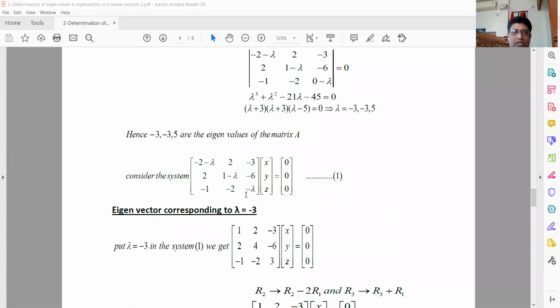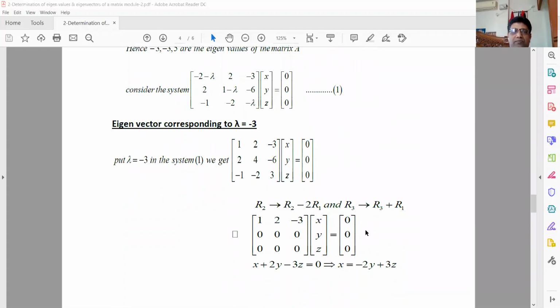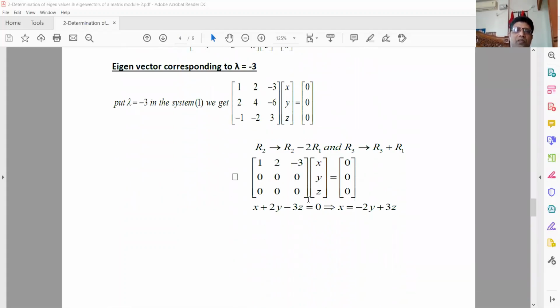Minus 6, minus 1, minus 2. Lambda is minus 3, so it becomes plus 3. Now what is the procedure? Reduce this into upper triangular matrix form. So then you will get this one.